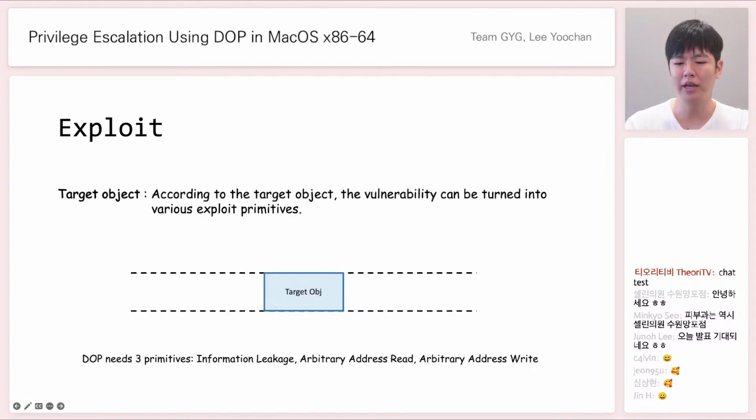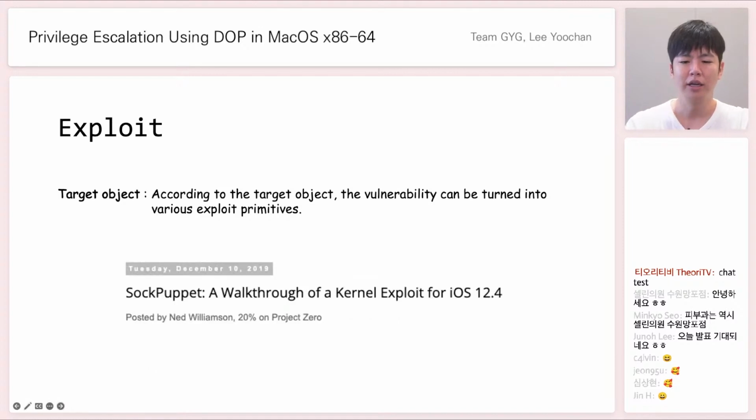Maybe the famous hackers memorize target objects or have a method to find a suitable target object. Back to the point, we discussed earlier that we need three primitives to perform a privilege escalation exploit by DOP: information leakage, arbitrary address read, and arbitrary address write. At the time, it was my first DOP exploit, so it took me a while to find the target object. Then I came across this post from Google Project Zero.